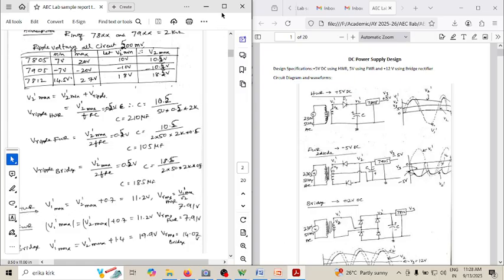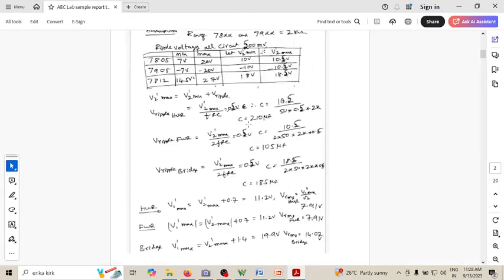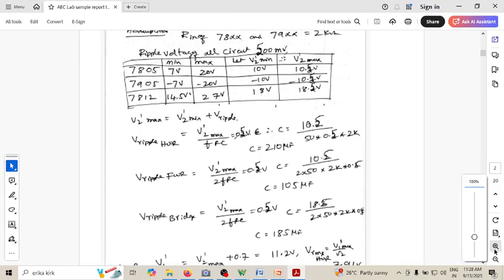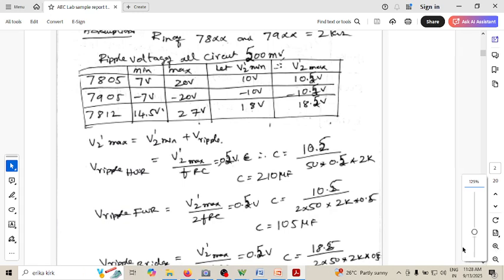Then comes, so now we have the values of the capacitor, and the rating of the transformer has been found out.